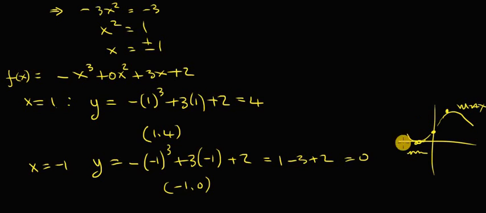Good. Now you don't have to draw this here. I'm just doing this for you to give you an idea of what these points mean. So the answer is that our local minimum is equal to minus 1, 0, and our local maximum is equal to 1, 4. You can prove that, but we don't need to do that at this stage.